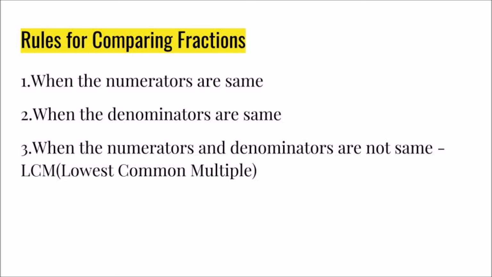Whenever you see a question for comparing fractions, the first step is to sort out whether the fractions have the same numerators, the same denominators, or whether the numerators and denominators are not alike. After sorting out, we have to apply rules for each case. When the numerators are the same, we need to apply a rule. When the denominators are the same, we need to apply a rule. When neither the numerator nor the denominator is the same, we need to go with the LCM method, that is the least common multiple. We'll see each one of these in detail.